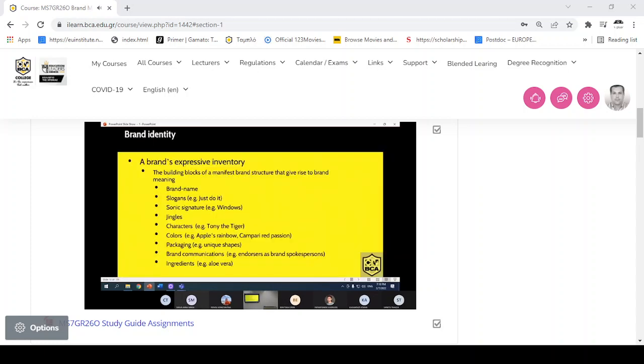Now, identity is always on the product side. Remember the two sides of Hermes? What you project and what is perceived. Identity is always the projected part. Apart from a scholar called Keller, whose model we will be developing in a while.